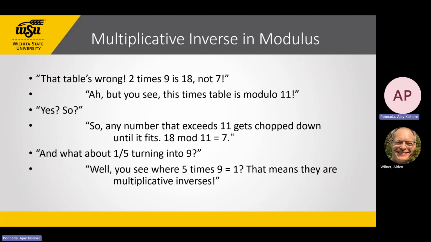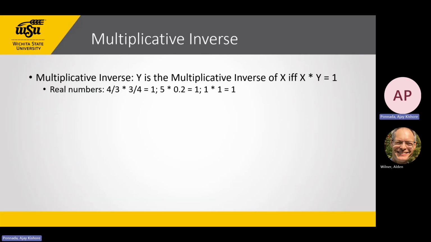So what about 1 by 5 turning into 9? Well, you see where 5 times 9 is 1. That means they are multiplicative inverses. y is the multiplicative inverse of x if x times y is 1. So in the table, if we multiply two numbers and get 1, those two numbers are multiplicative inverses.